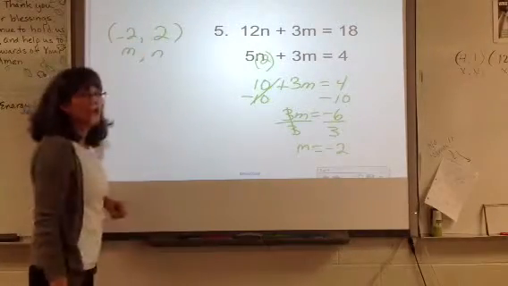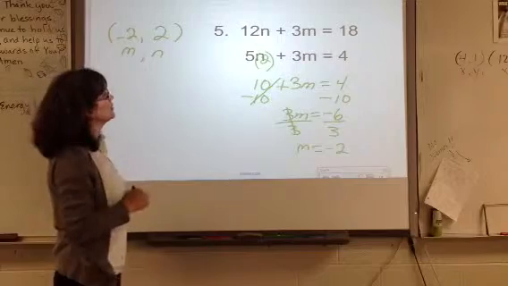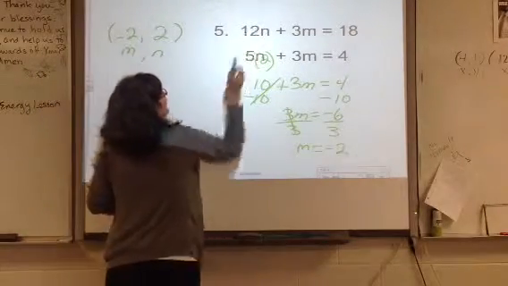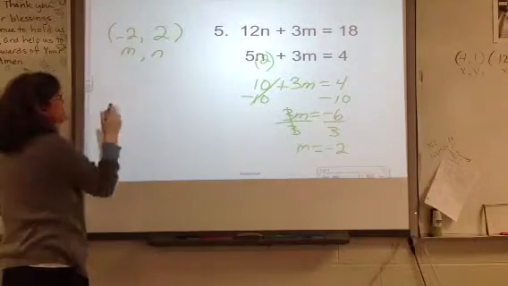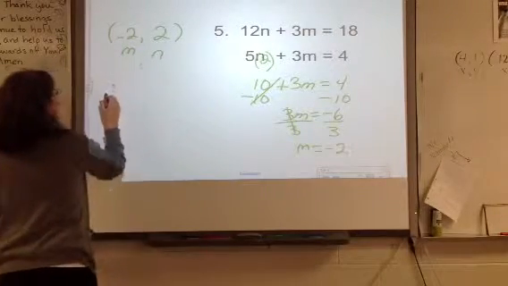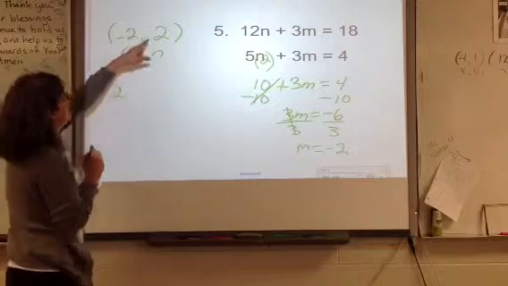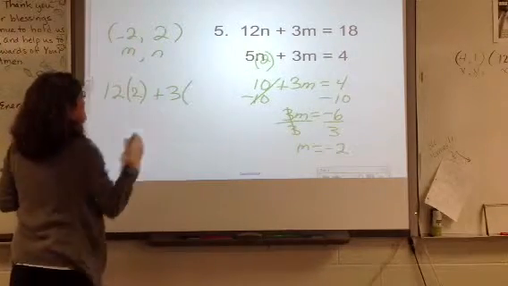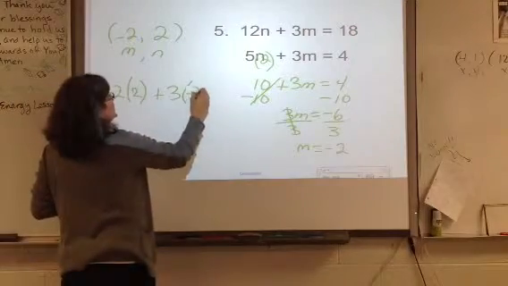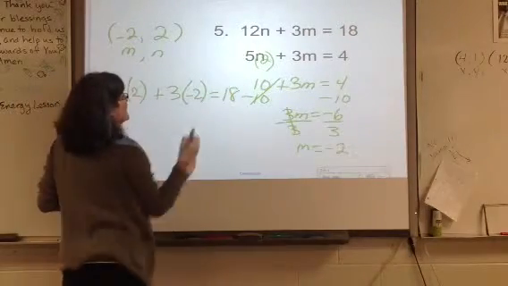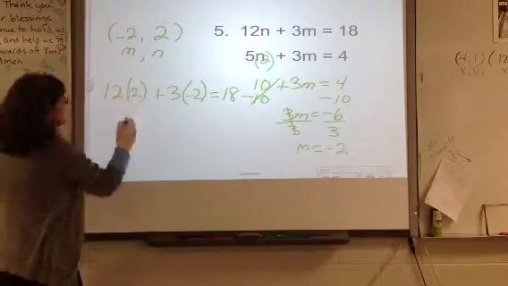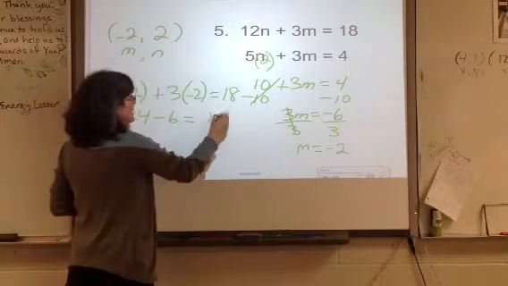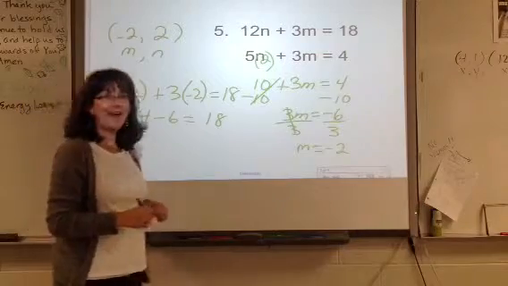To be sure, I can pop it back into one of the original equations and see if it works. I'm going to do that. I'm going to pop it back into that first one so it doesn't feel left out. 12 times n is 2, plus 3 times m, that was negative 2, equals 18. 24 minus 6, 18. Ta-da! Yay, it works.